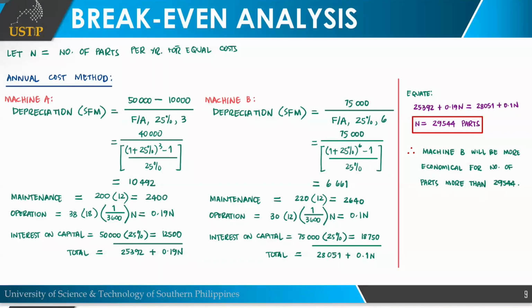And then the maintenance cost, if machine A is 220, that is given for machine B, so 8 times 12 again, you'll get 2,640. And the same with machine A, the operation cost, we still convert it. The difference is it has a 30 pesos hourly cost, and it can produce a part for 12 seconds. So, convert it again to hours. So, divide by 3,600. You'll get an operation cost of 0.1 n.